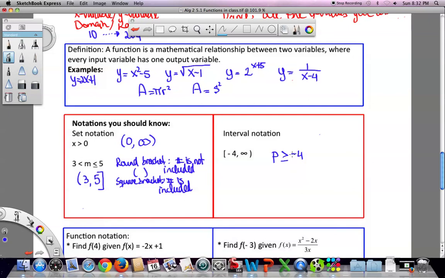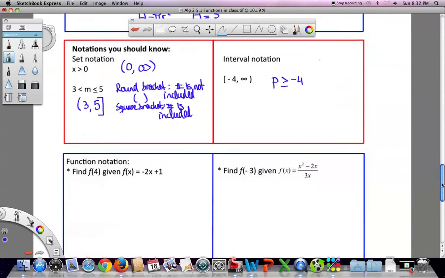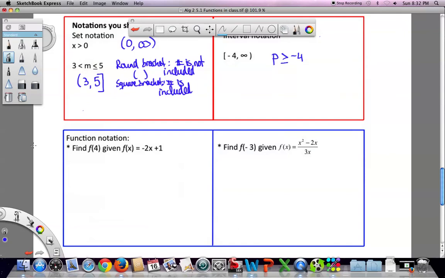Okay, and then finally we have function notation, and this sometimes confuses students. So find f of 4 given f of x is a negative 2x plus 4. Okay, well, this 4 is in the spot of the x. What they're trying to tell you here is that wherever you see an x in your function, you need to replace it with a 4. So we get a negative 8 plus 4, which is a negative 4.